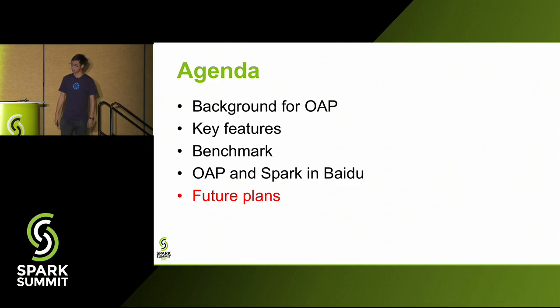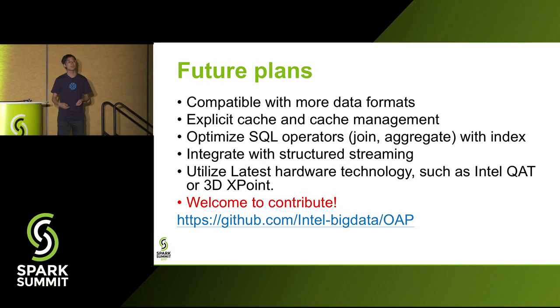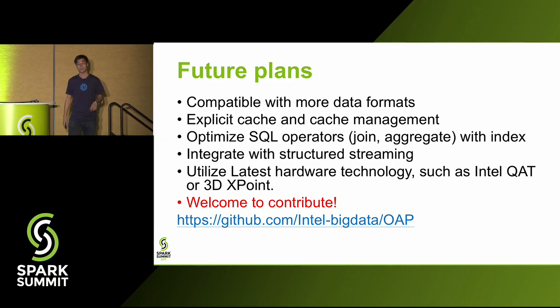Okay, lastly, we want to show some future plans of OAP, and we cooperate with Intel. First, like I said before, the memory cache and the evict policy should be smarter. And also, we want to be compatible with more data formats. Currently, we support two kinds of formats. First is Parquet, and the second is the built-in Spinach file format. And also, we want to optimize more operators with index. Currently, we may not support joins and aggregations, so we plan to fix this later.